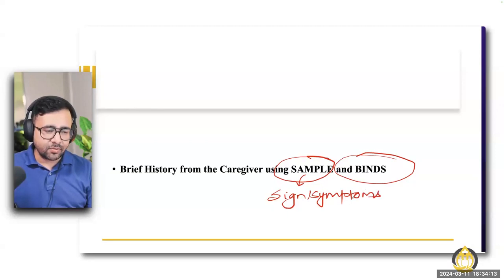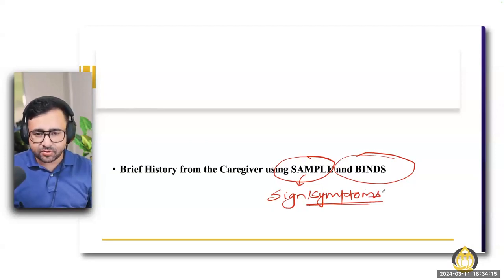So basically you will ask about the symptoms the child had before they had this episode. So let's say that if I have a lethargic child with fever, then I'll ask, so how did it begin? What the child had when this started. So I'll ask a few questions about that.